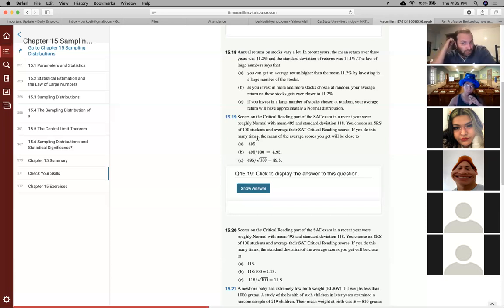Can you repeat the question? We know that the original distribution here is normal. How do I know? They told me. So if the original distribution is normal, then the sample distribution is normal. What I'm asking is, if they did not tell me that the original distribution was normal, would I be allowed to assume that the sample distribution is normal?